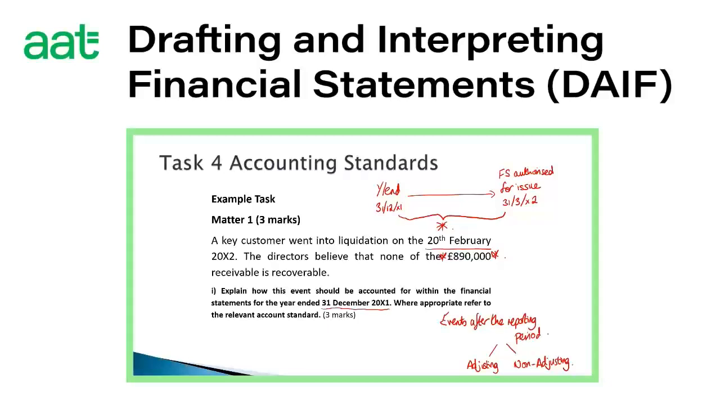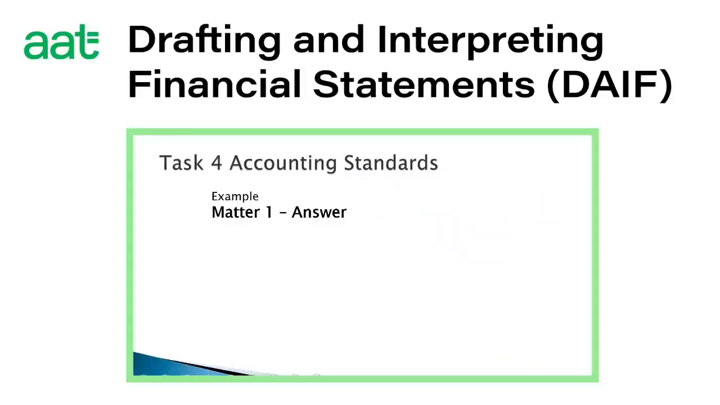Non-adjusting events, to give you a quick example of those before I structure the answer for this: a non-adjusting event would be something like a fire or flood that happens after year end. You weren't aware of it at year end, but it's something that then happens after year end. If it's material, we'd pop it in as a note to the accounts. So how would you write your answer? I would put something along these lines.